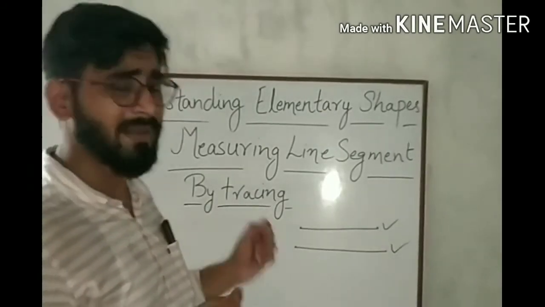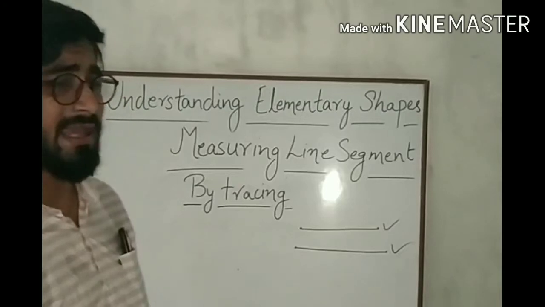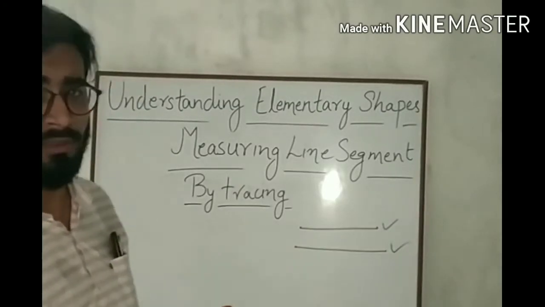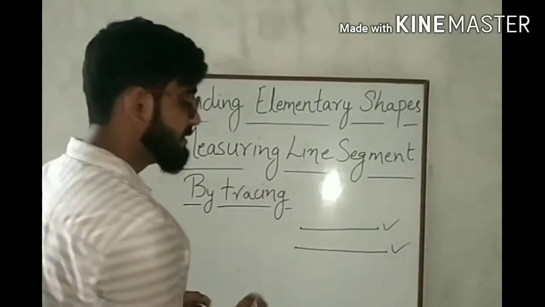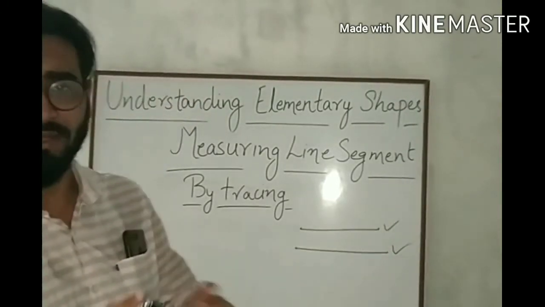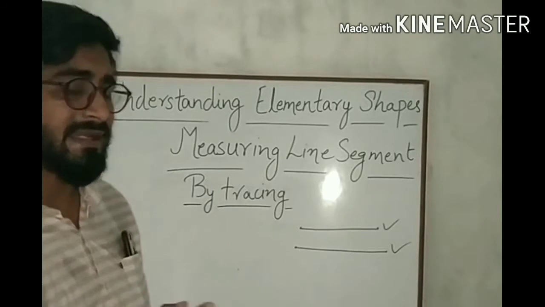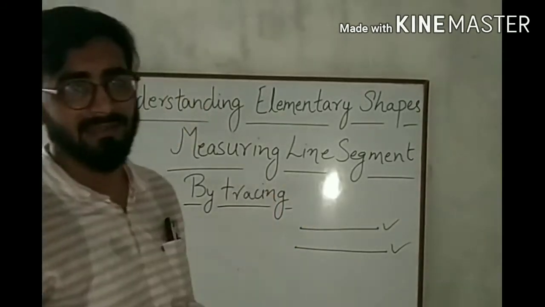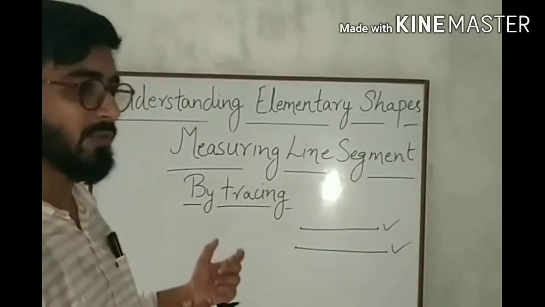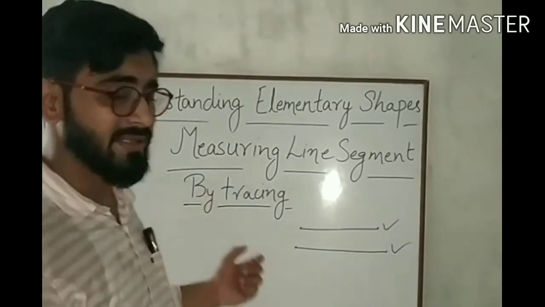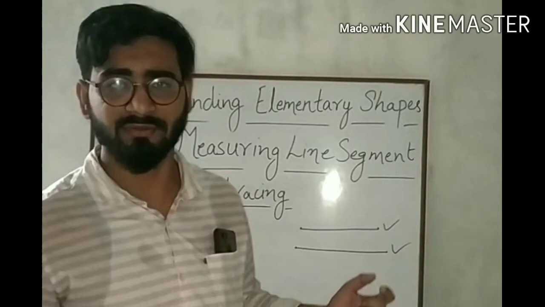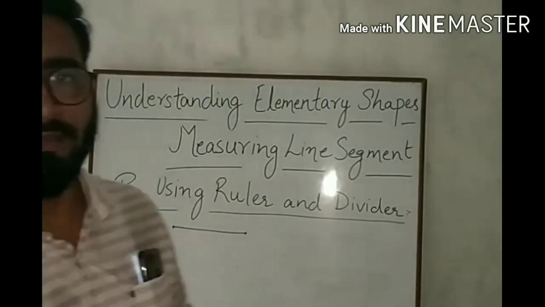Okay, but this method is quite lengthy as we need tracing paper and all. Okay, understand? So what you have to do in this method? Firstly, you will trace one line segment on the tracing paper, then place that tracing paper on the second line segment, and by simply seeing the end points of these two line segments, you can tell which line segment is bigger. Okay, understood?